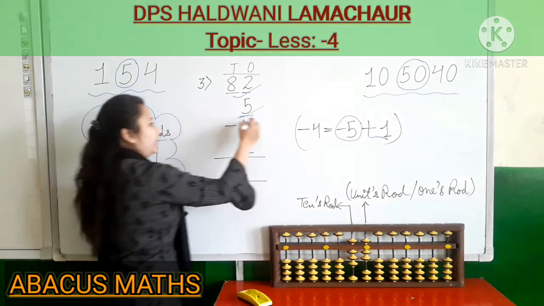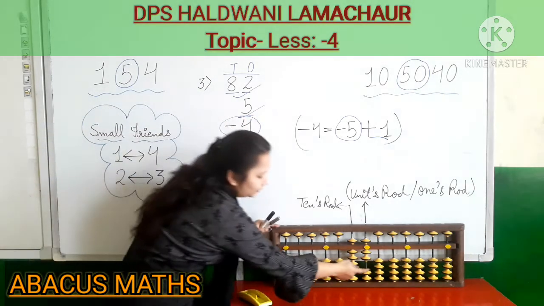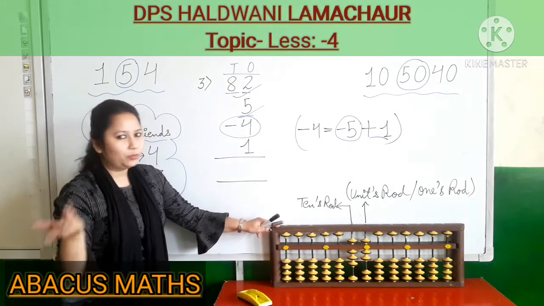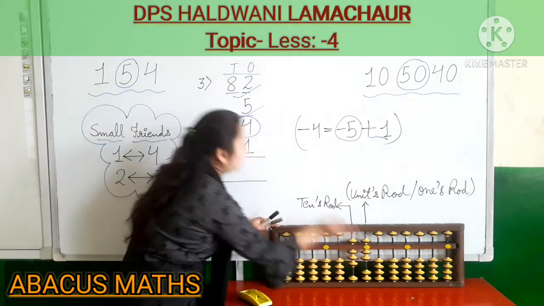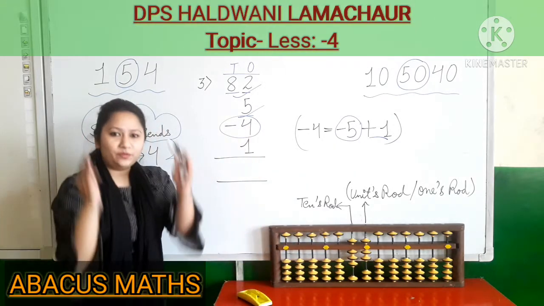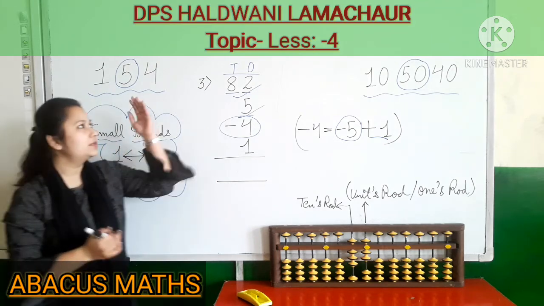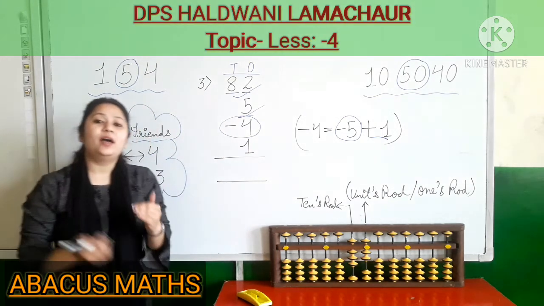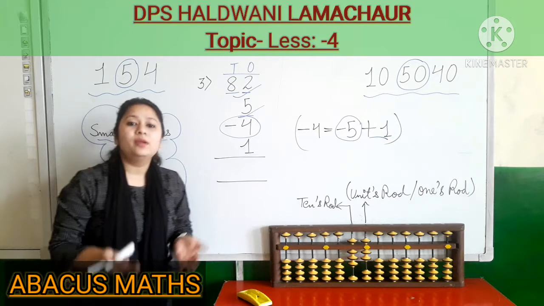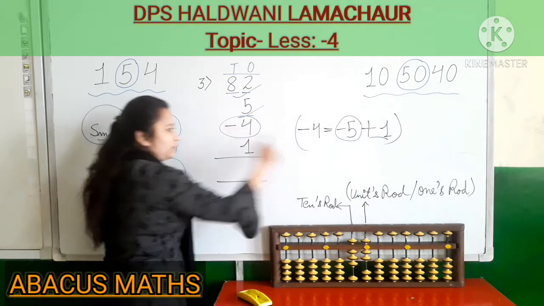Now next case, you have to subtract 4, but you can see that the bead is not there, 4 bead is not there. So how you will subtract this 4 now? Only 2 beads are there. So whenever you get lack of beads, you take the help of small friends. And our today's topic is also less minus 4.